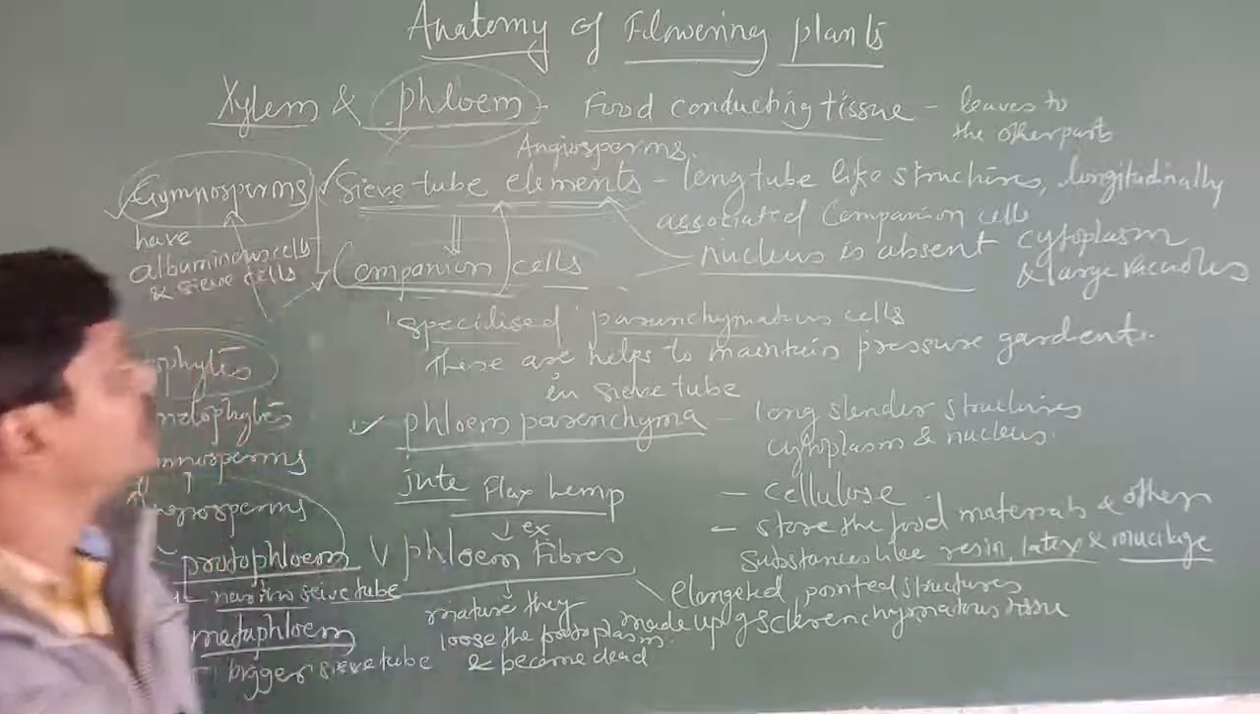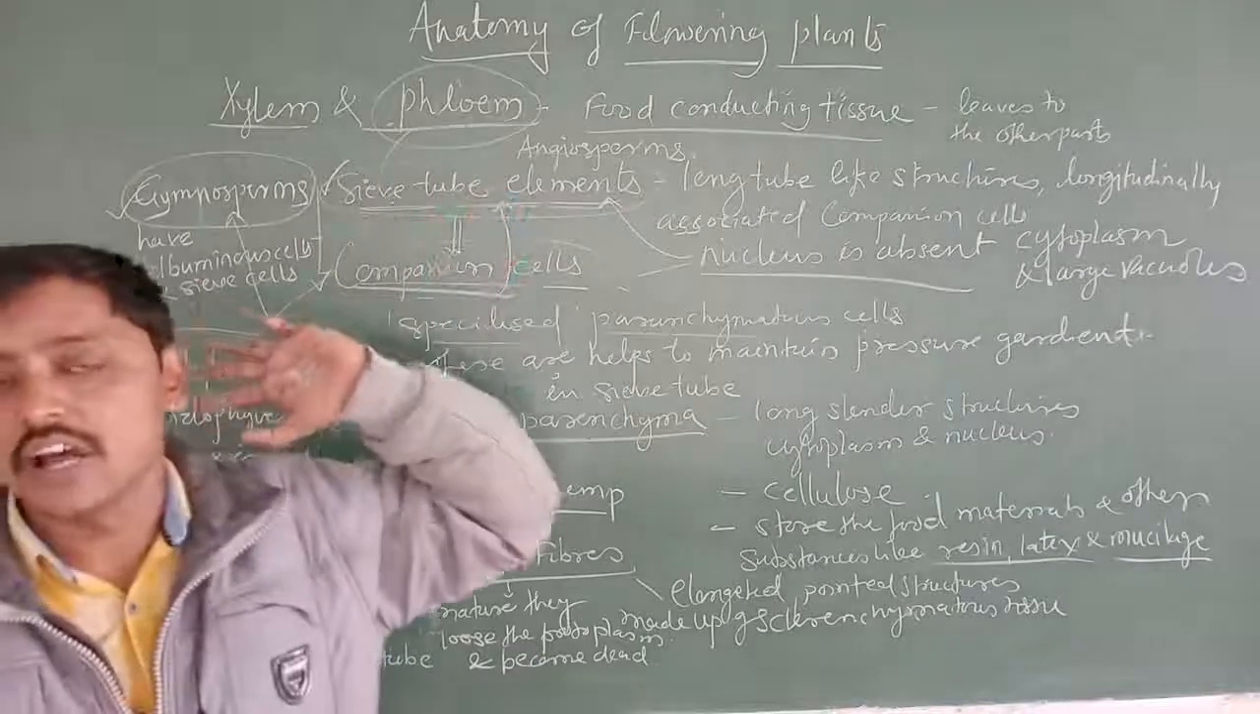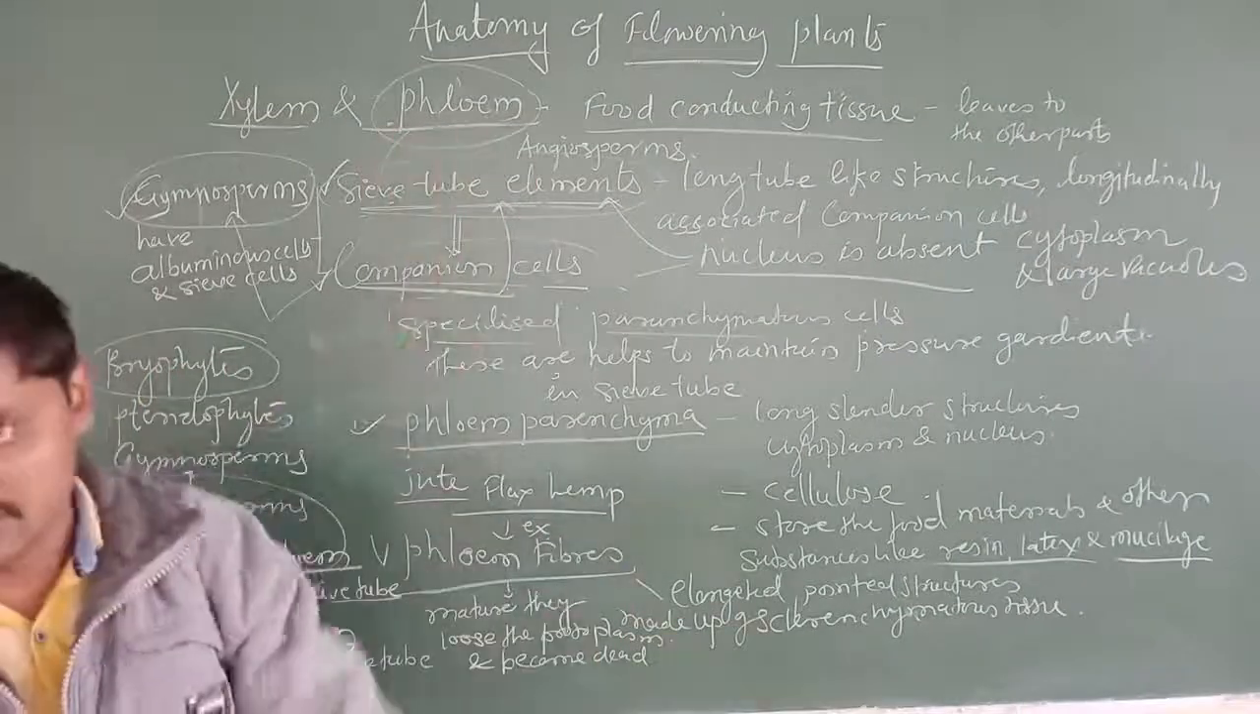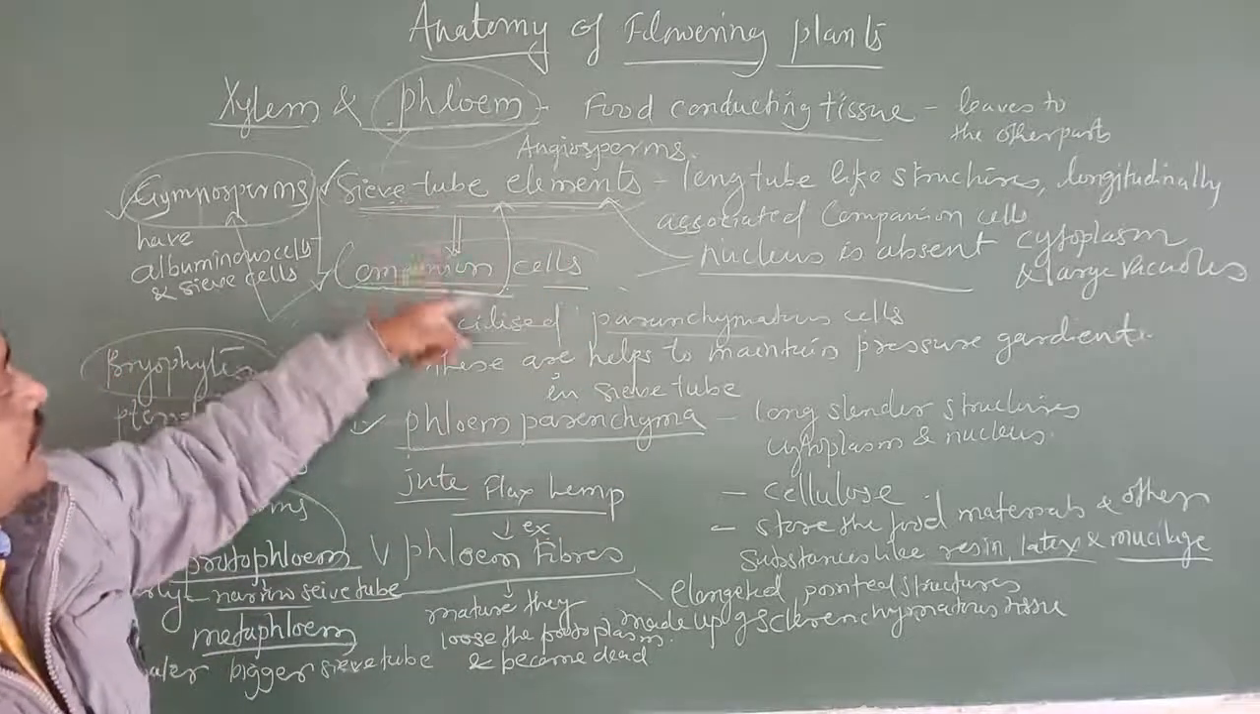Understood? So I hope this is clear for you. Sieve tube elements don't have any nucleus and their function is controlled by the nucleus of the companion cells. Right? That's why these are associated with the companion cells.